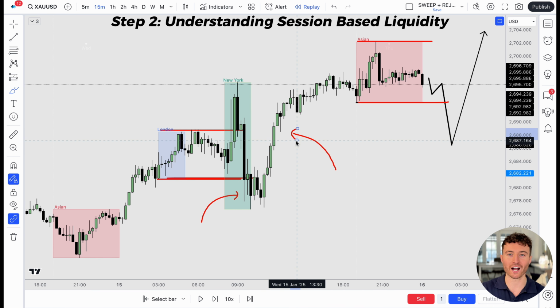So if you go back and research, 90% of all of the volatile moves that take place within the market, there's always some sort of liquidity that's been swept, whether that's buy side or sell side, it doesn't matter. There's always a form of manipulation before the distribution phase.